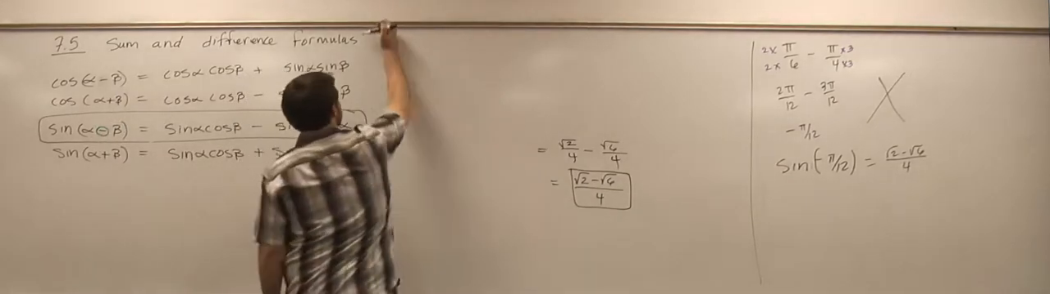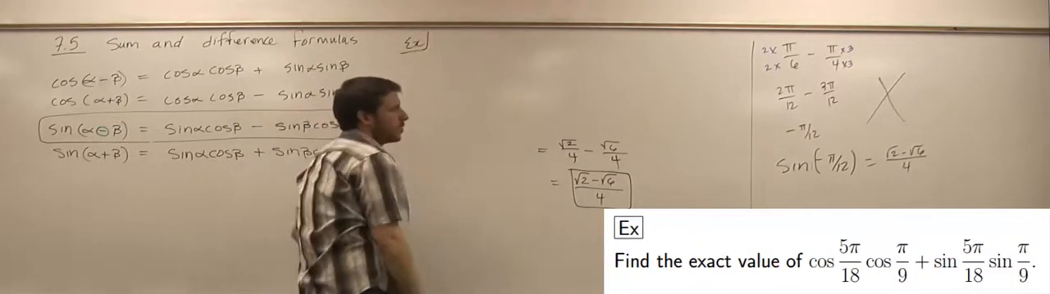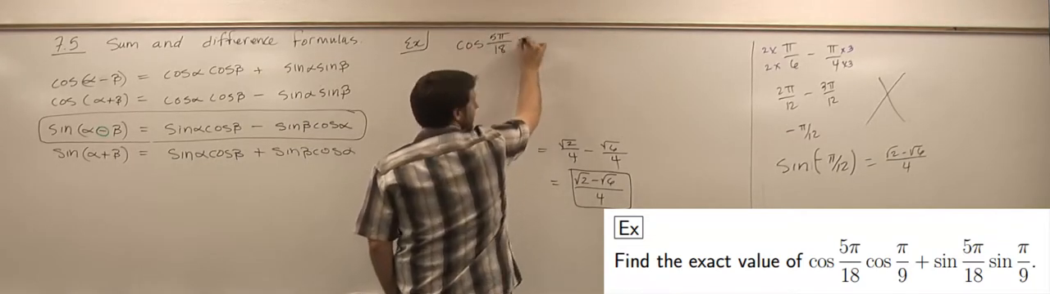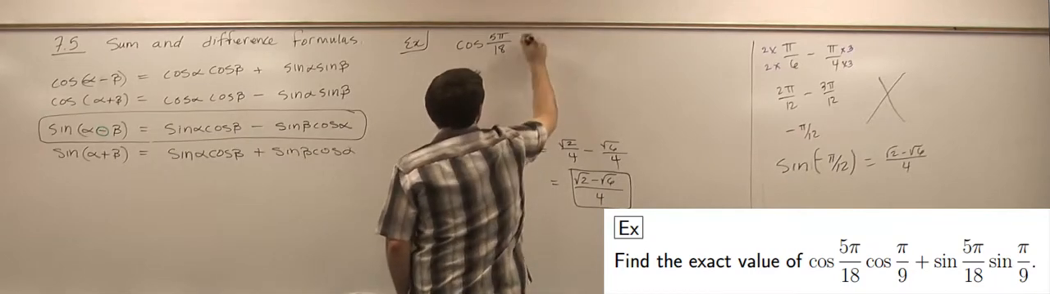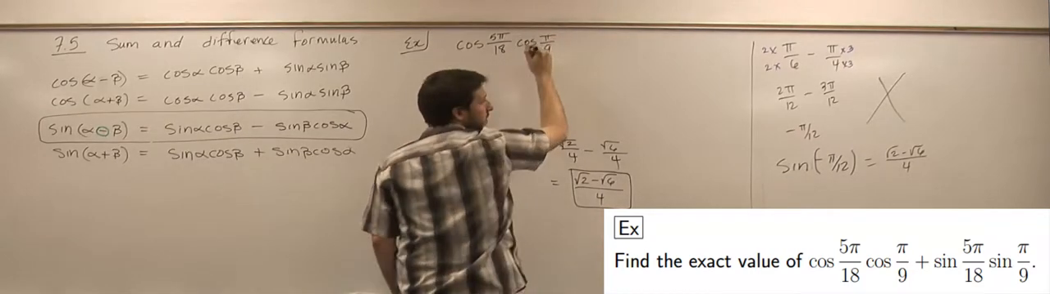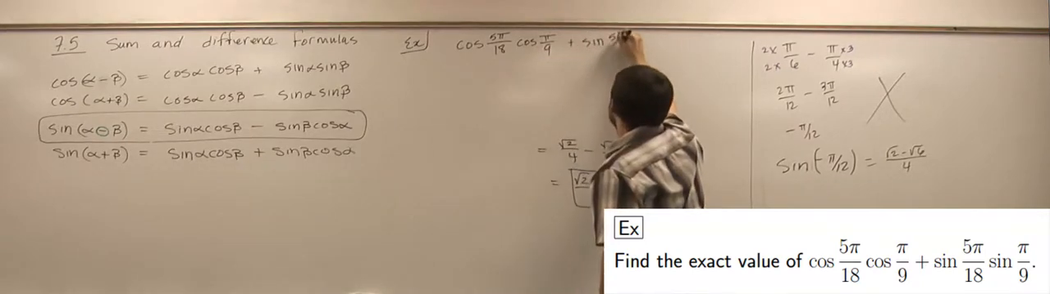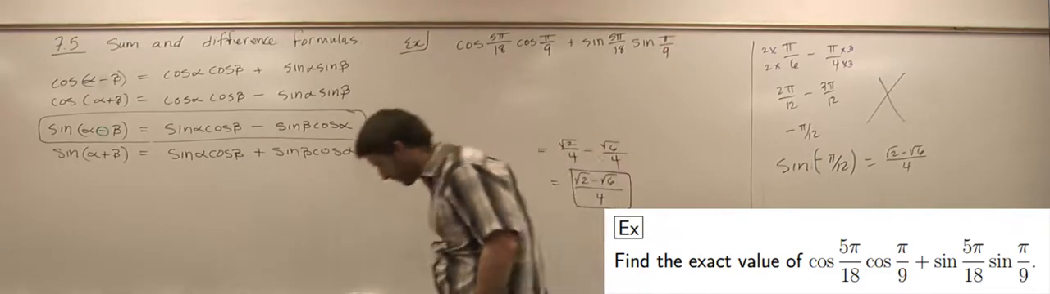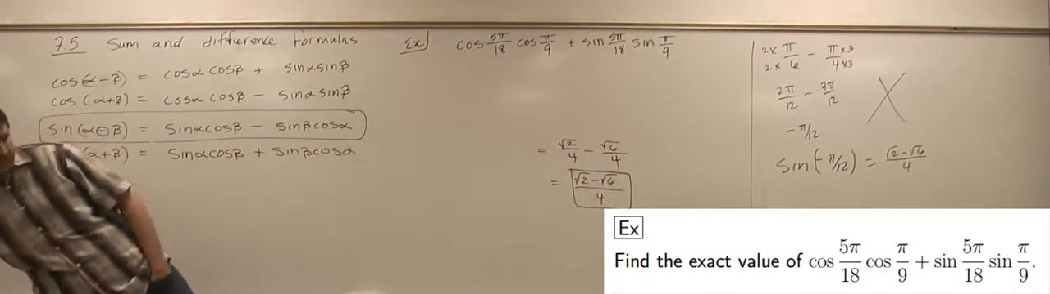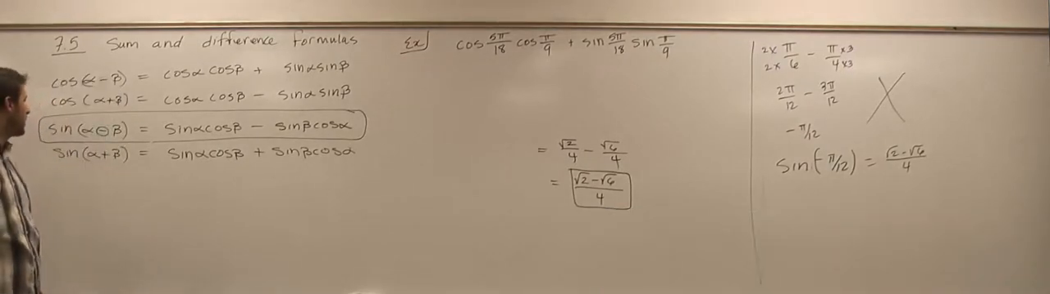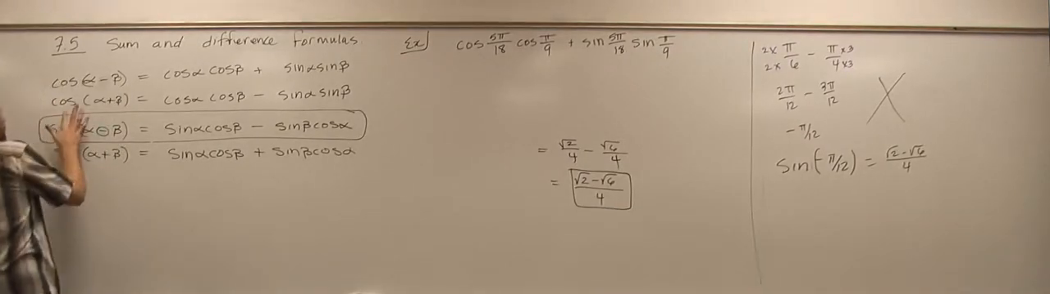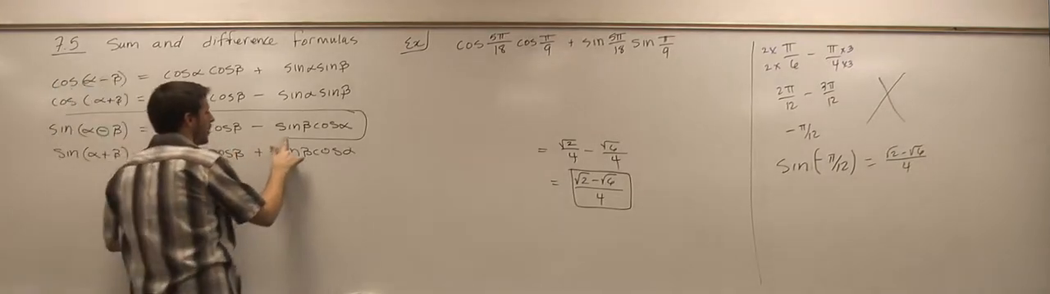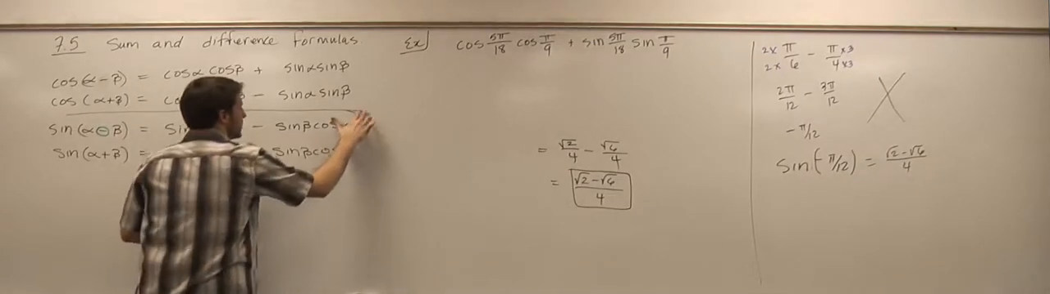So the next example, a little different, wants you to find the exact value of cosine of 5 pi over 18 times cosine of pi over 9, plus sine of 5 pi over 18 times sine of pi over 18. Now, initially this should make you feel sad, because you don't know anything about 5 pi over 18 or pi over 9. You have no idea what the sine of 5 pi over 18 is, at least not the exact one.